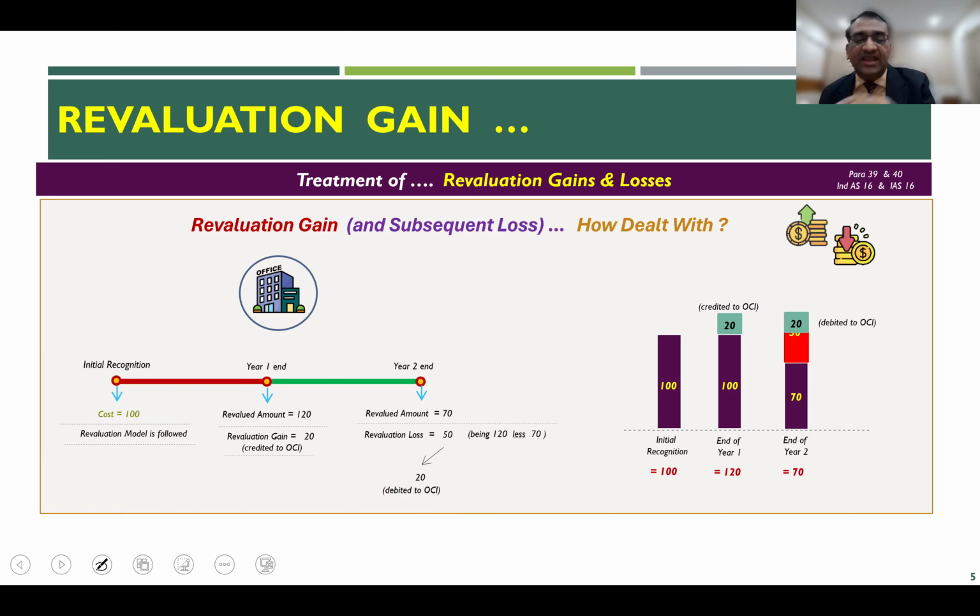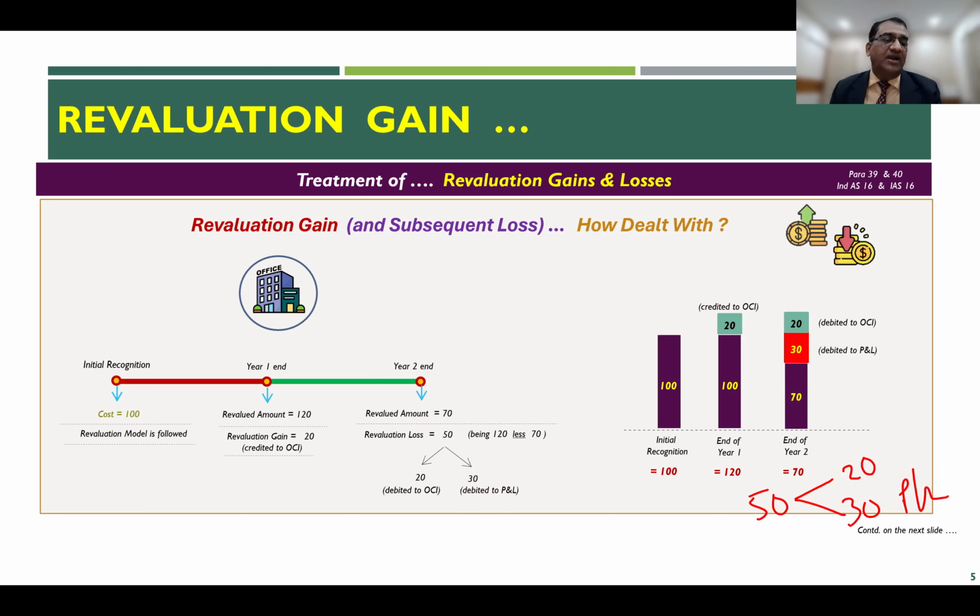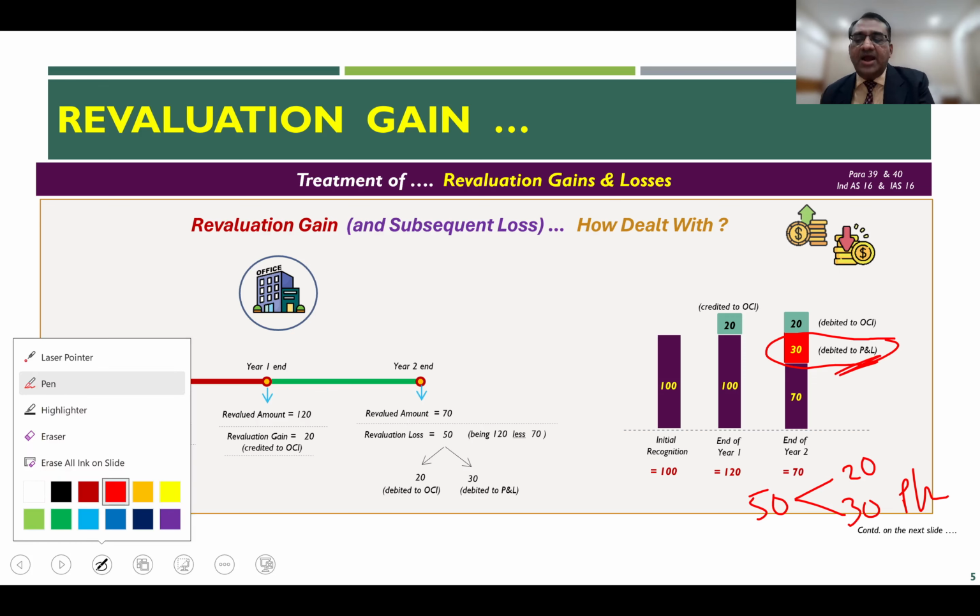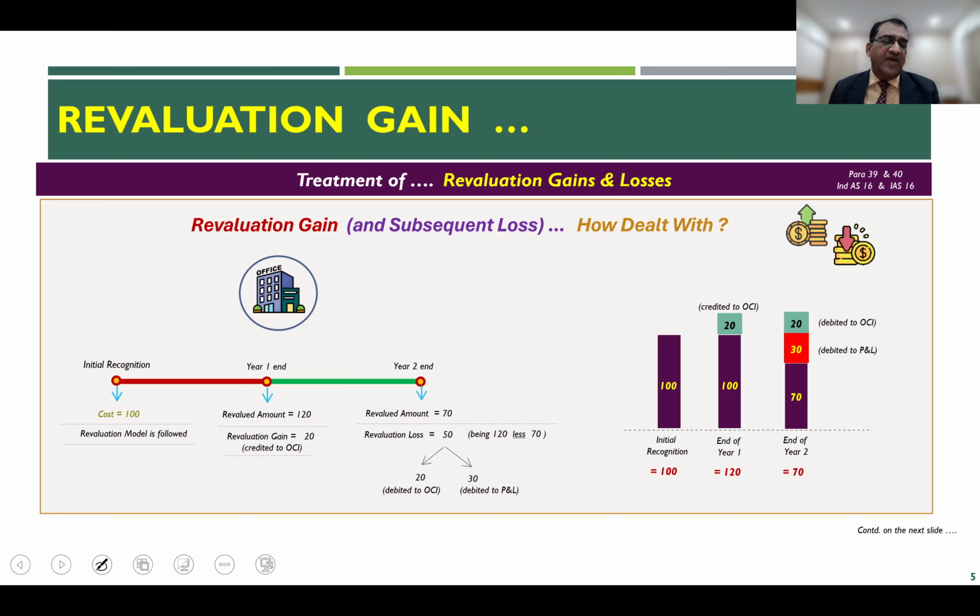Then you still have 30 more rupees for the losses. So your total loss is 50 rupees, out of which 20 rupees is something which you recouped out of OCI. So the balance 30 rupees basically goes to the debit of P&L. That's what the chart will show you here. So the other amount, the balance 30 rupees residual, is debited to P&L. That's how you do the accounting for revaluation gain when you have first gain, subsequently loss.